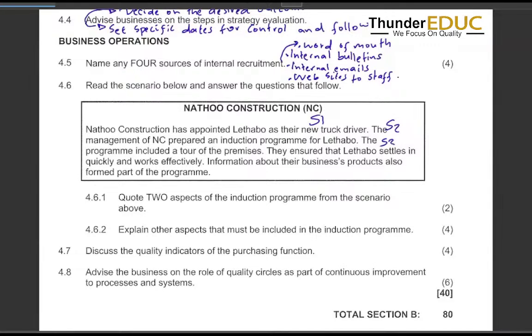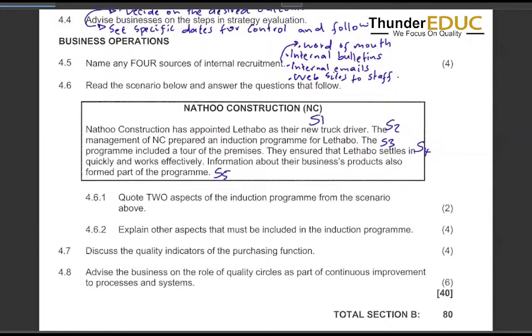So now this is sentence 3. So now we have also the following. They ensured that Litabo settles in quickly and works effectively. So this is going to be sentence 4. So now the last sentence says information about their businesses, products also informed the part of the program. So now we have sentence 5.